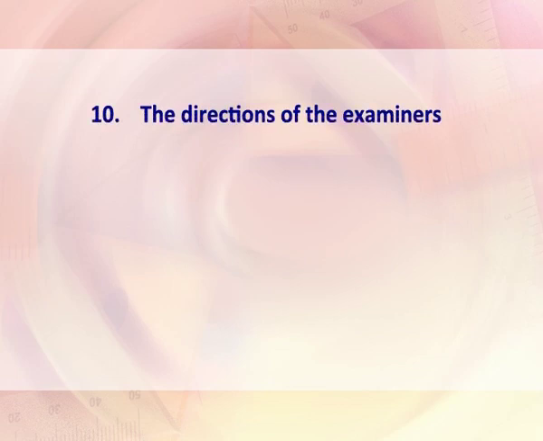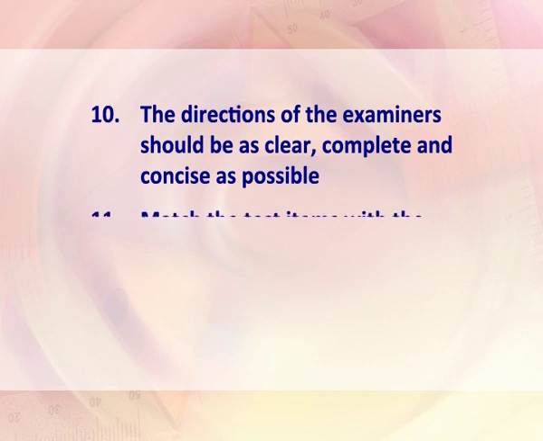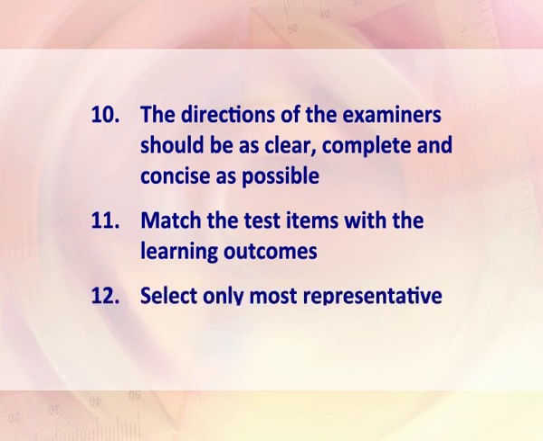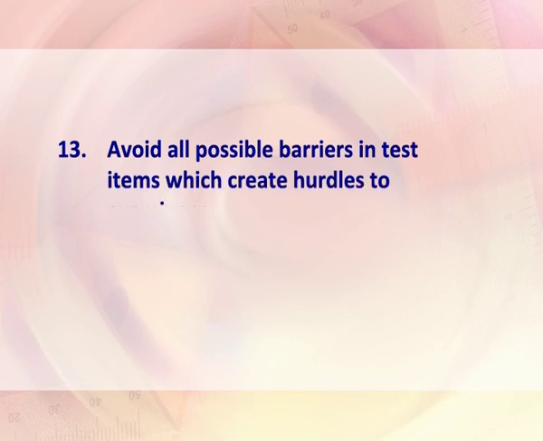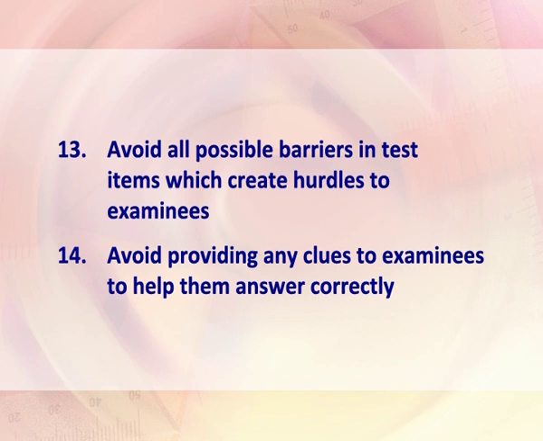Number 10, the directions to the examinees should be as clear, complete, and concise as possible. Number 11, match the test items with the learning outcomes. Number 12, select only the most representative items. Number 13, avoid all possible barriers in test items which create hurdles for examinees. Number 14, avoid providing any clues to examinees to help them answer correctly.